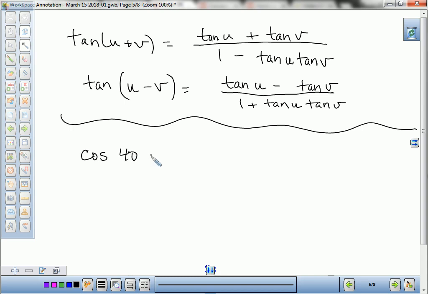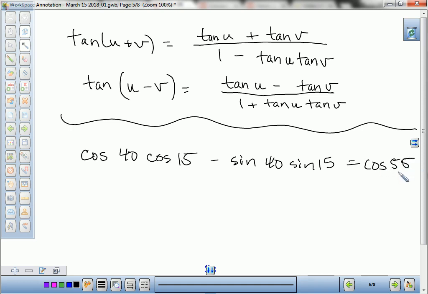Cosine of 40 times cosine of 15 minus sine of 40 sine of 15. Is this a sum or difference? Am I using cosine, sine, or tangent? Cosine. It's a sum with cosine, so what would the answer be? Cosine 55. Very good.